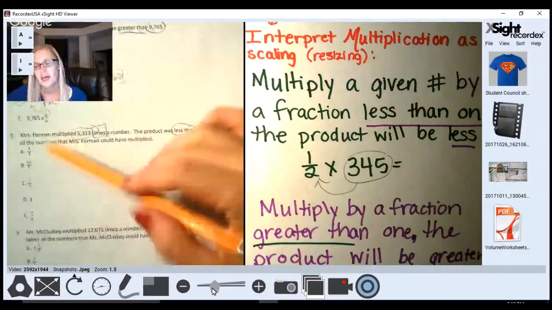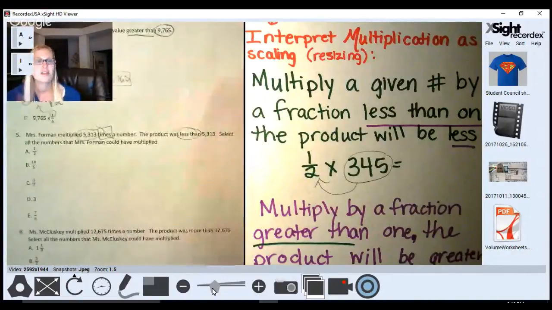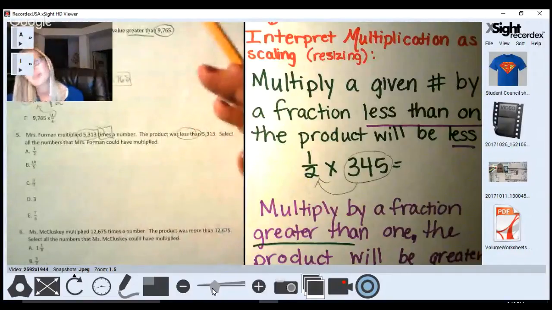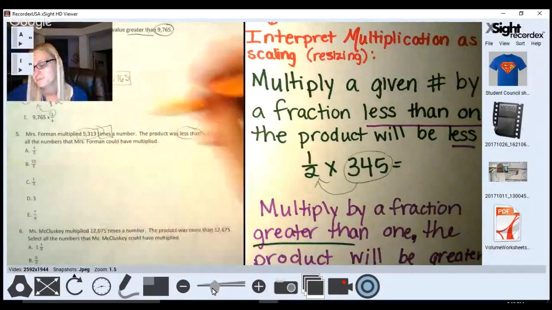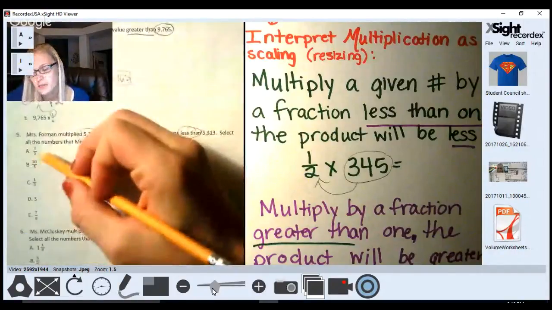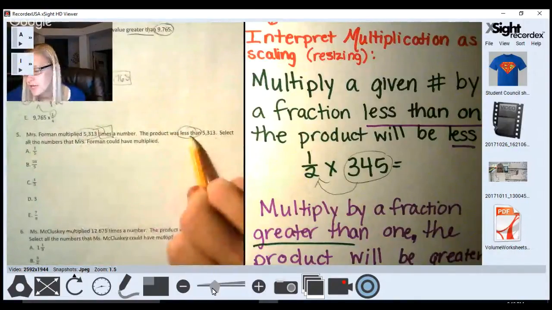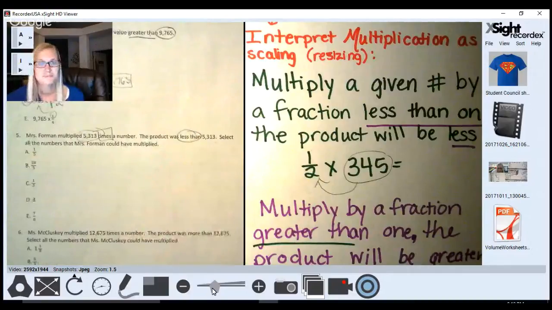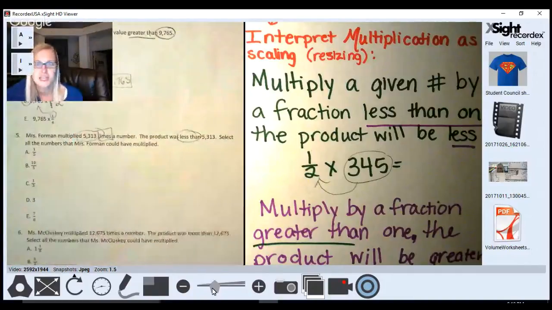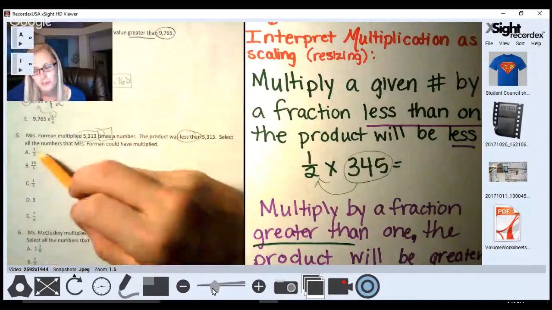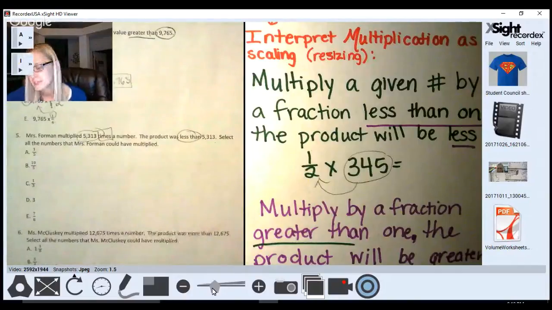So again, I'm going to apply those same rules. If it's less than, my product is going to be less than. If it's greater than, my product is going to be greater than. And if it's equal to, my product is going to stay the same. So 1/5, and I'm looking for less than. Does 1/5 work? And we know that 1/5 does work because 1/5 is a fraction that is less than 1. I'm only going to keep 1 of those 5 pieces.